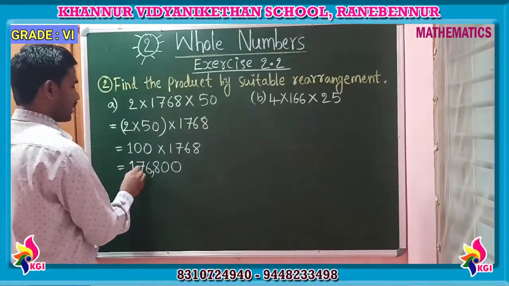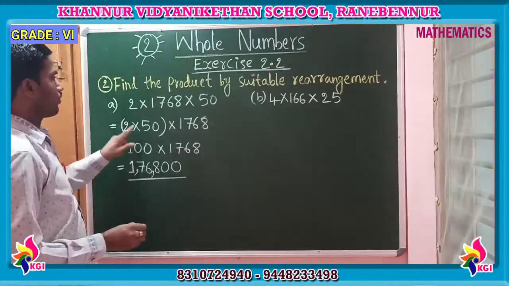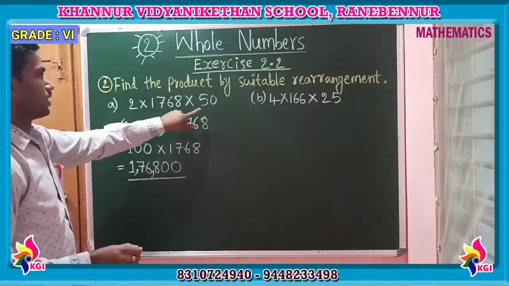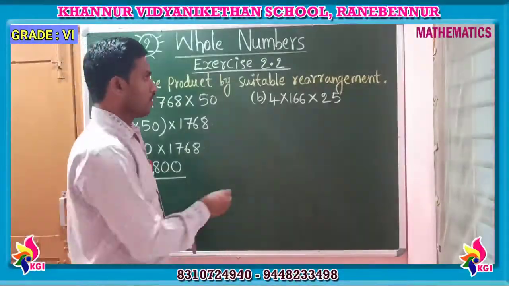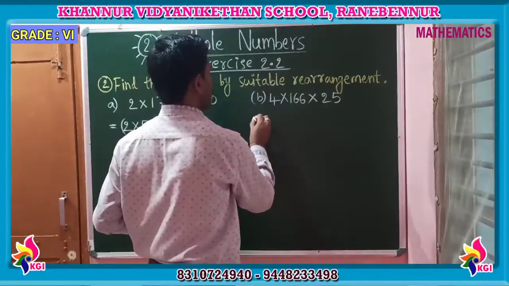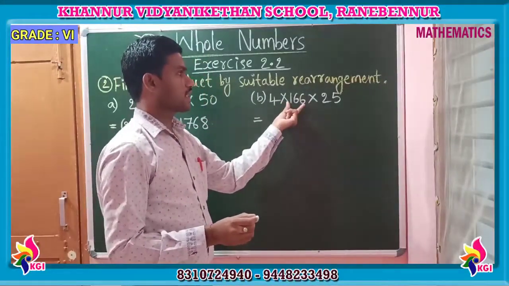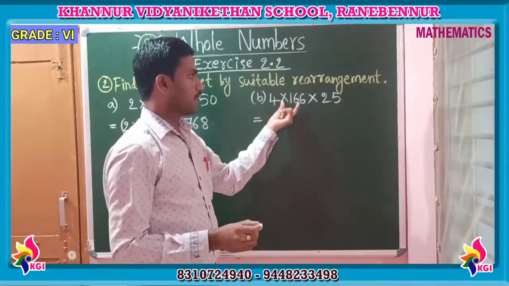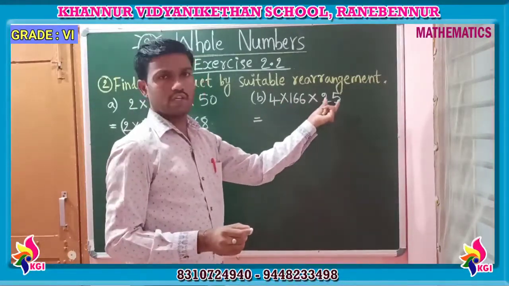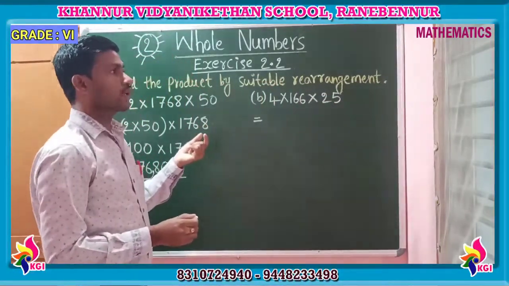So 1,76,800 is the product of these three numbers, 2 into 1768 into 50. Now I will move to the second question. Here 4 is multiplied by 166 and we don't know that product, and that product we will multiply by 25, but we want to take it by suitable rearrangement.